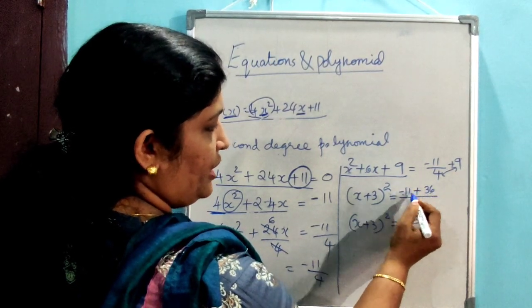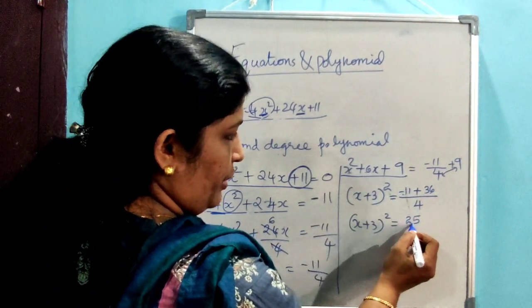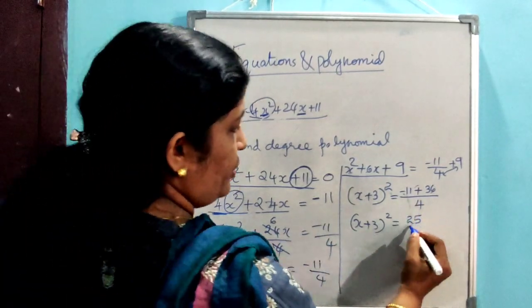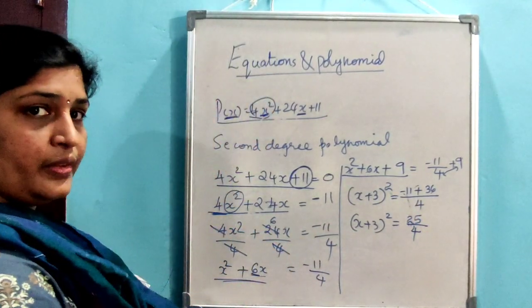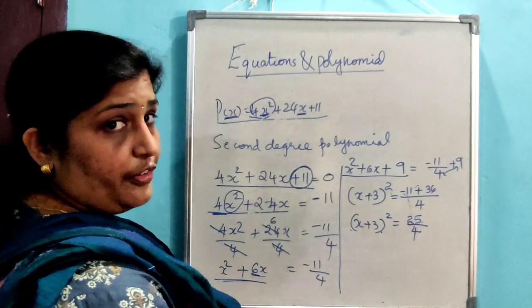One is negative and the other is positive. Different signs means find the difference between the numbers. So 36 minus 11 is equal to 25. The biggest number is a positive number, so that is equal to 25. So 25 divided by 4. So we have x plus 3 whole square is equal to 25 by 4.